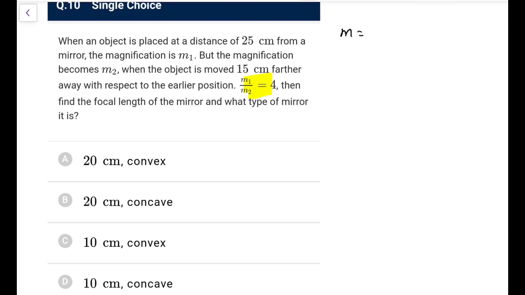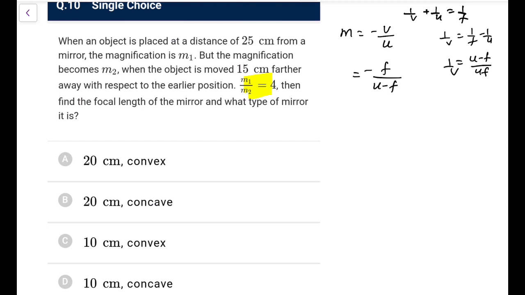So for a mirror, you know, magnification is minus v by u. Using 1 by v plus 1 by u equals 1 by f, you can write 1 by v as 1 over f minus 1 over u, so you can write it as u minus f over uf. So v is uf over u minus f, so magnification is minus f upon u minus f, you can also write it as f upon f minus u.